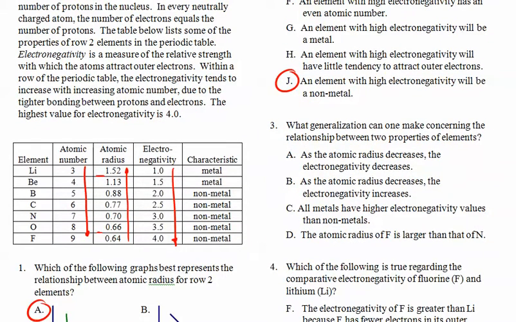Three, what generalization can one make concerning the relationship between the two properties of elements? This is what I'm talking about. Atomic radius and electronegativity are opposite, so no. As the atomic radius decreases, electronegativity increases. That looks good to me. All metals have higher electronegativity than nonmetals. Nope. Metals are up here, nonmetals are down here. Atomic radius of F is larger than that of N. Atomic radius, no. So just go through them.